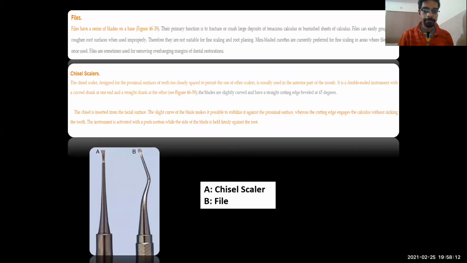Now the files are basically used for removing large chunks of calculus. Files we have already seen in oral surgery. Similar files are used here also, but in a very small dimension. Chisel scaler, we have already seen the chisels. What is the use of a chisel? It is to do a chiseling motion, so that it can scrape off the deposits.